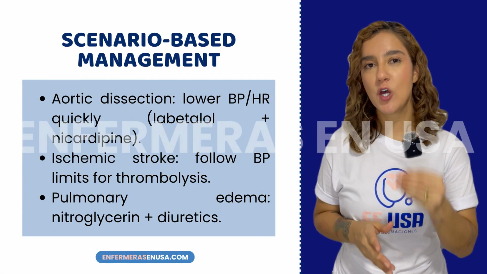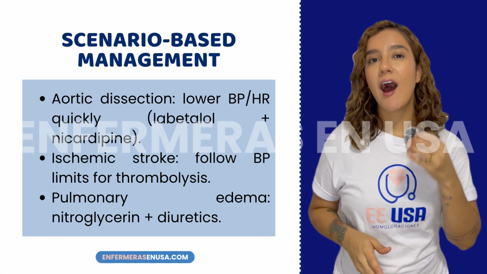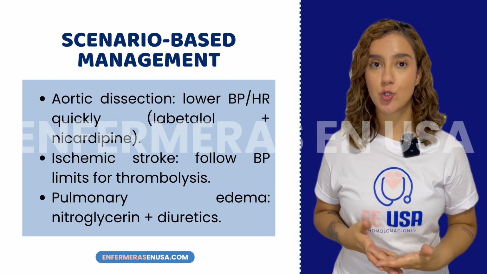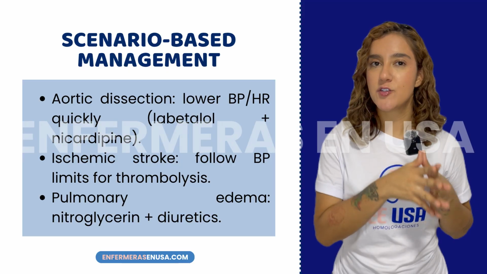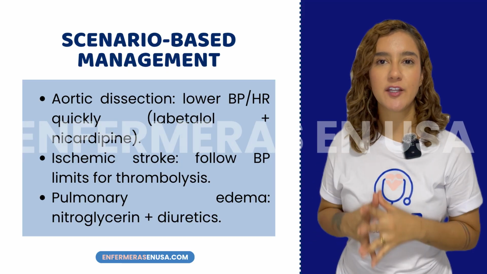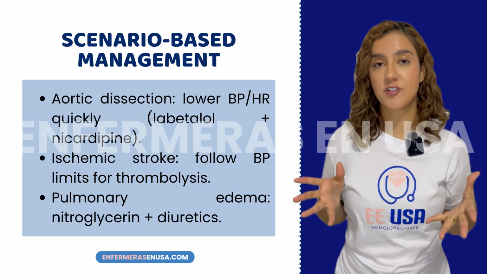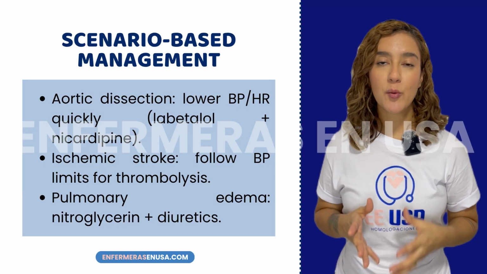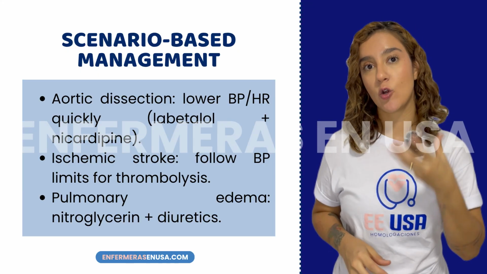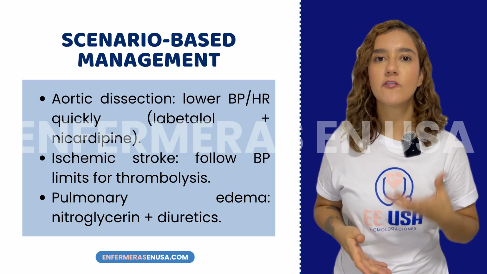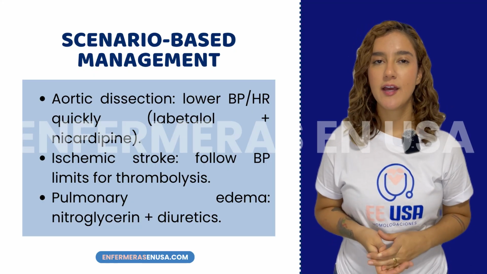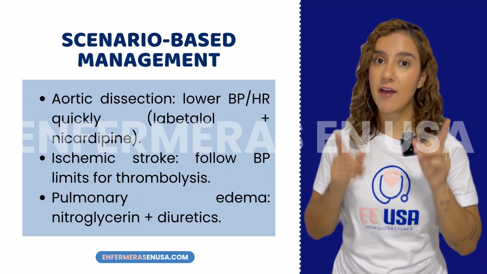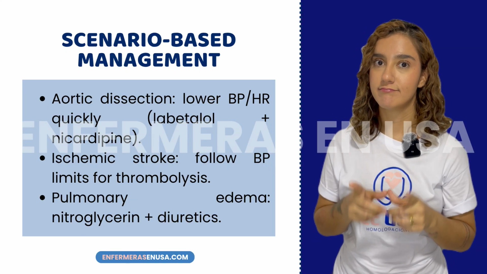Let's move forward to some scenario-based management. Aortic dissection. Rapid heart rate and blood pressure control are needed. For example, you have to use labetalol plus nitroprusside or nicardipine, and in the worst cases, prepare for surgery. Acute ischemic stroke. Follow strict blood pressure goals if thrombolysis is planned. Otherwise, avoid sharp blood pressure drops. And finally, pulmonary edema. Use nitroglycerin and diuretics, and keep close monitoring.